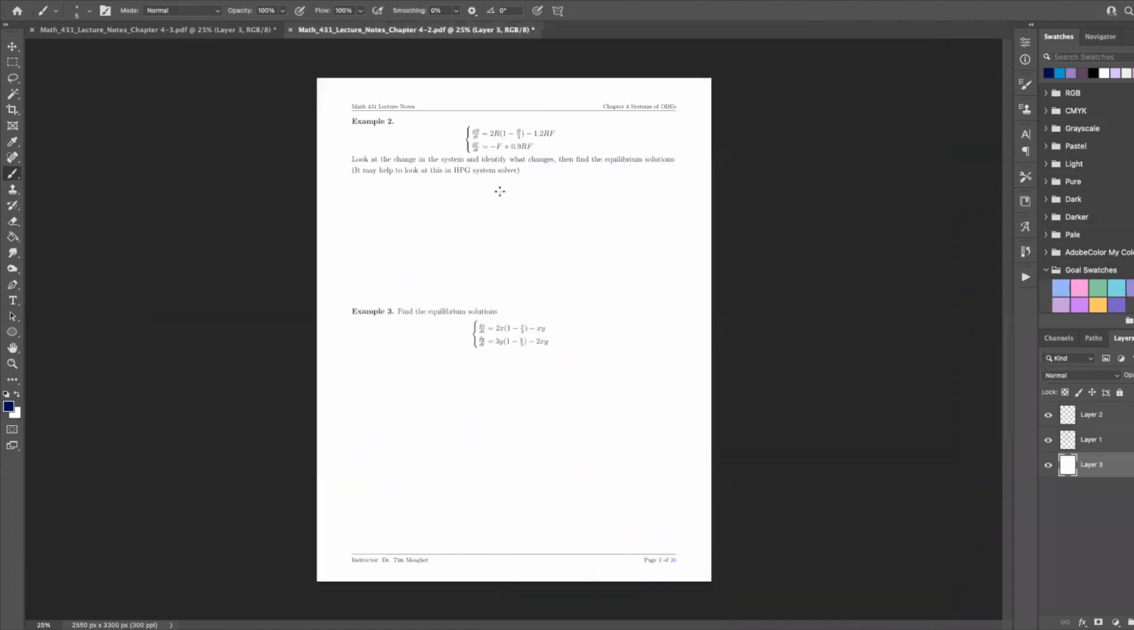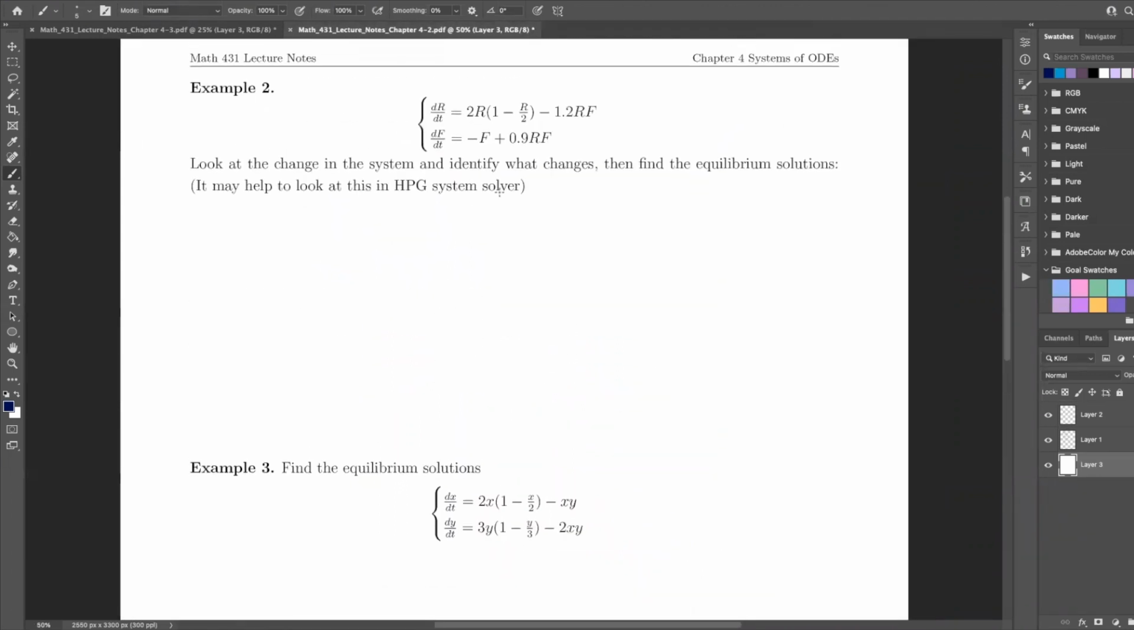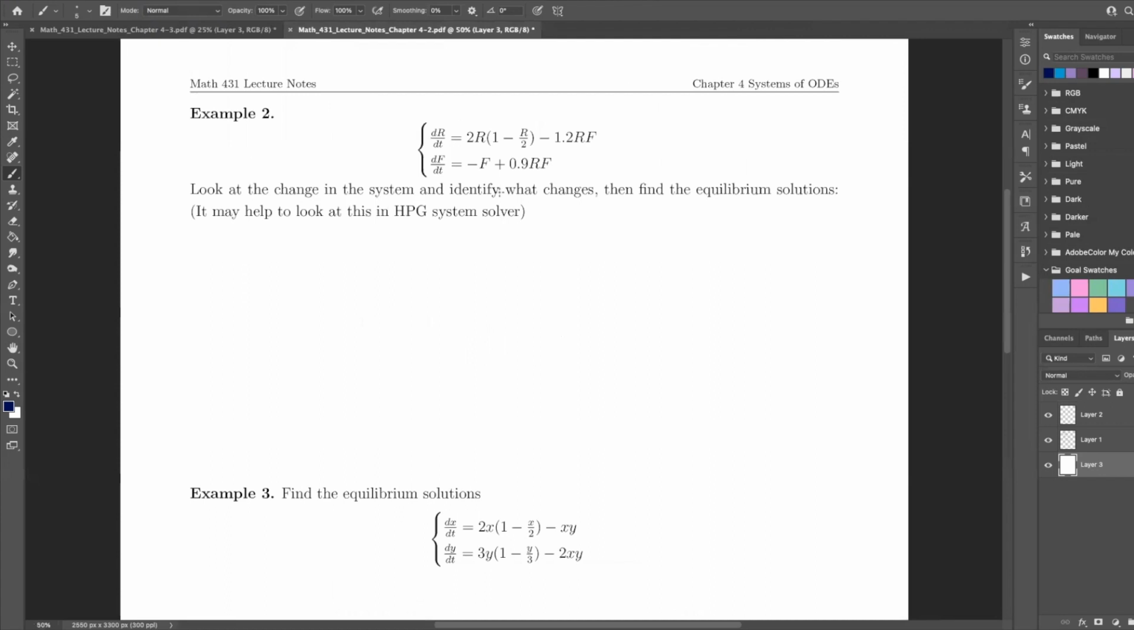All right, so let's look at this. Now let's change this up a little bit. What have I done here? All right, so what have I changed here? What are the equilibrium solutions? I have added this. And does anyone have a clue what this is going to do? Anyone have a guess?